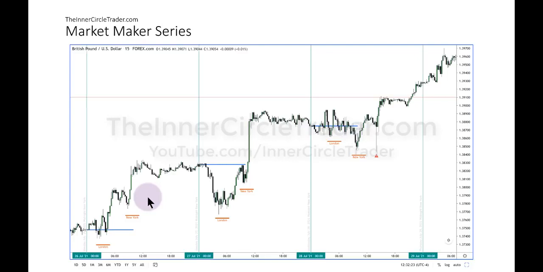Okay, so the element of time is crucial because that's when the market will start to spool. That means the market will start unraveling in one direction or another, just start shooting off into a specific direction, aiming for a particular price. But when you're looking for price to behave a certain way, it needs to be inside of one of these kill zones for the highest probability.